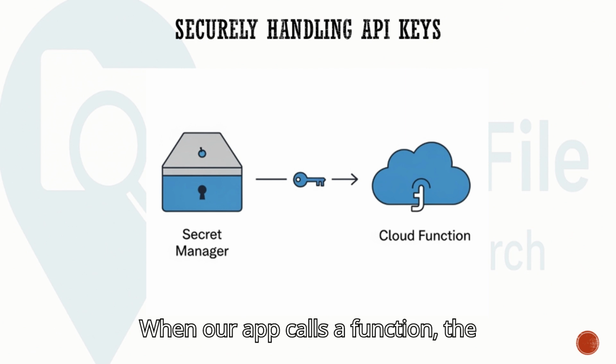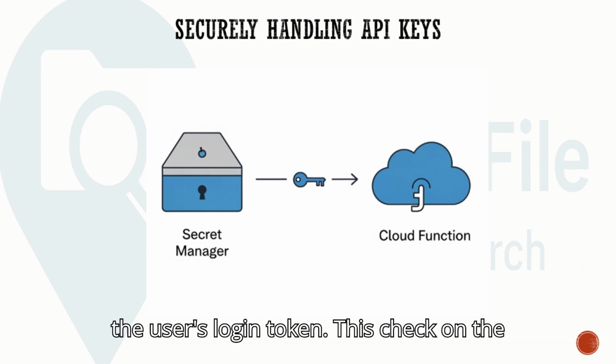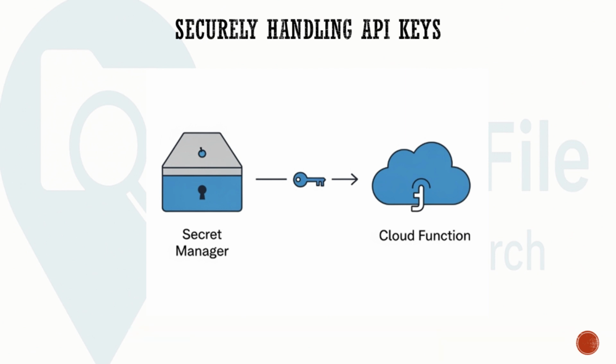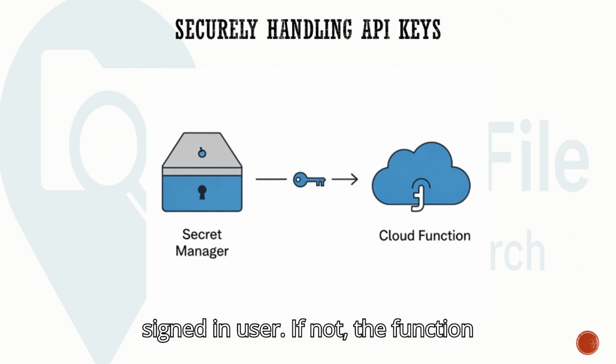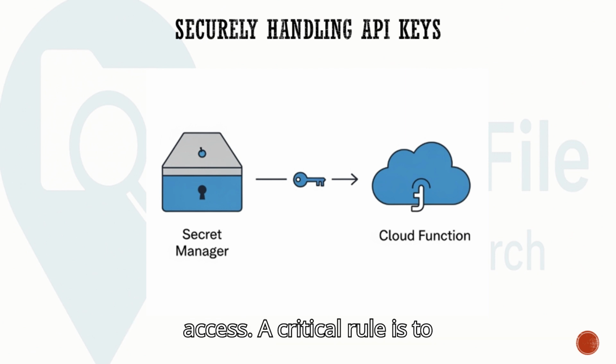When our app calls a function, the Firebase SDK automatically attaches the user's login token. This check on the server verifies that the token is valid and the call is coming from a legitimate signed-in user. If not, the function immediately stops. This is the first line of defense that prevents unauthorized access.